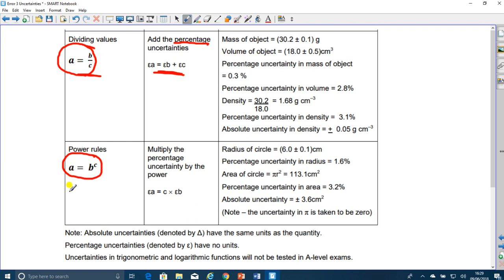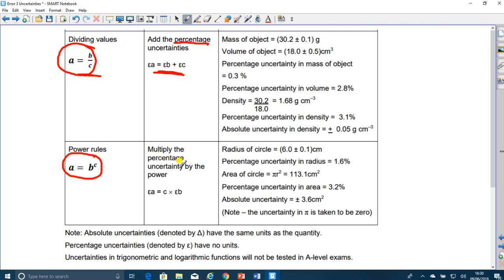And the last one, which again is effectively just multiplying again, is a power rule. So if you've got A equals B to the power of C, if this was A equals B squared, it's just B times B, or if it's A equals B cubed, it's B times B times B. It would just be 3 lots of the uncertainty in B, because you're just adding them. But each time, we've got to make sure that we do this as a percentage.